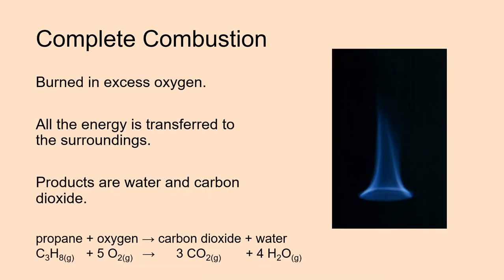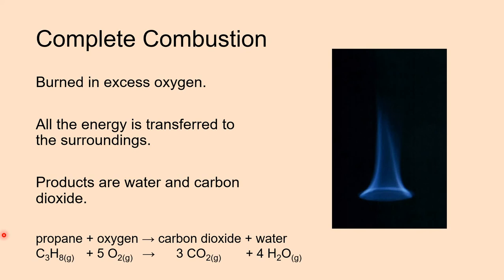Okay, now we're going to talk about complete combustion. So we use the lighter fractions of crude oils as fuels, and when they burn in excess oxygen, hydrocarbons can transfer lots of energy to the surroundings, and the carbon and hydrogen atoms in the fuel are oxidised completely. So the products of complete combustion are water and carbon dioxide.